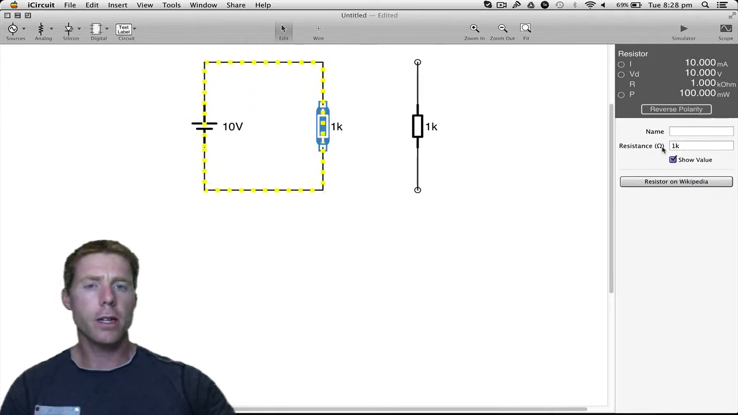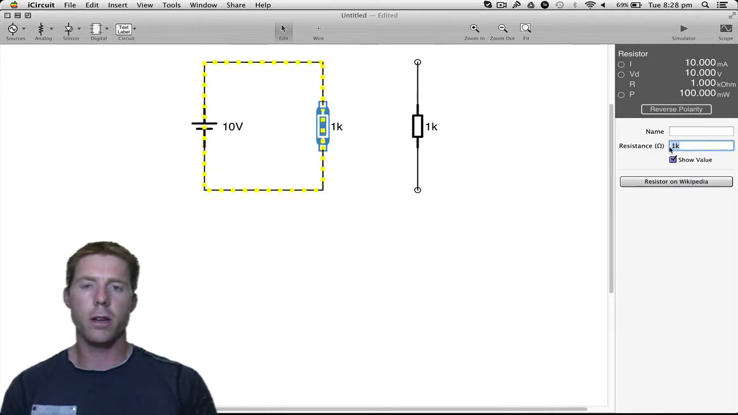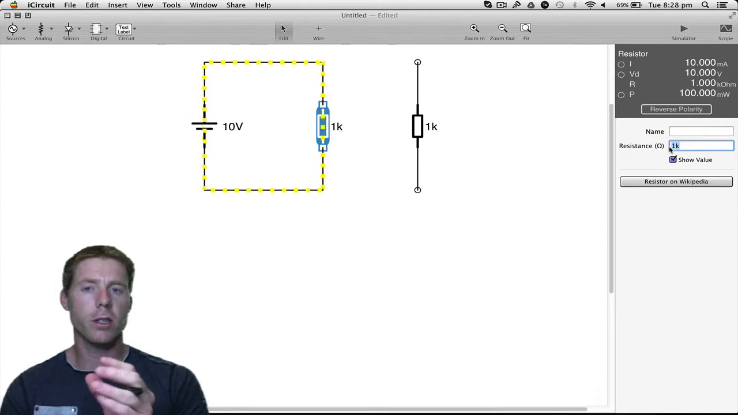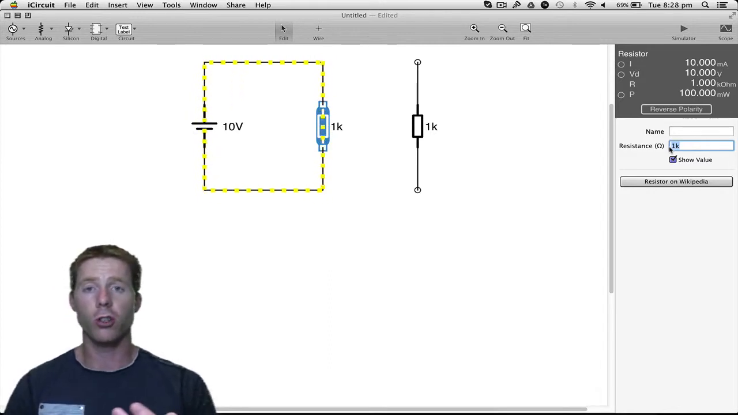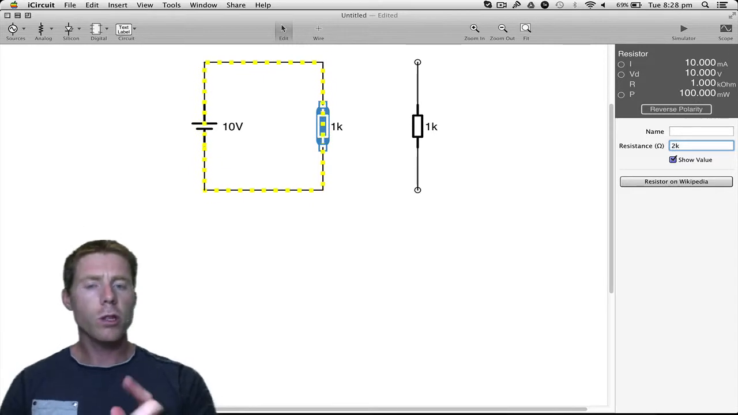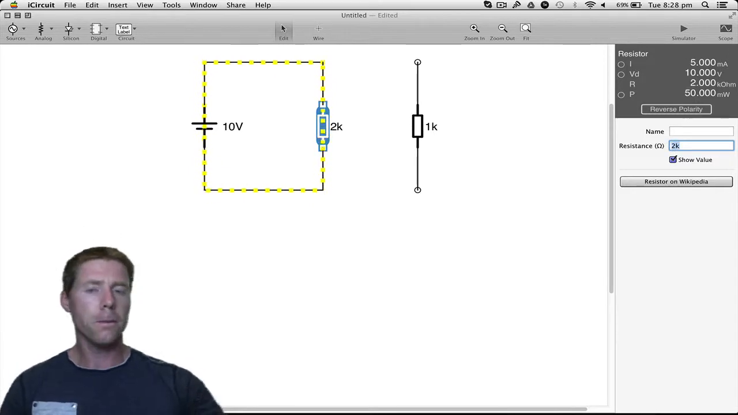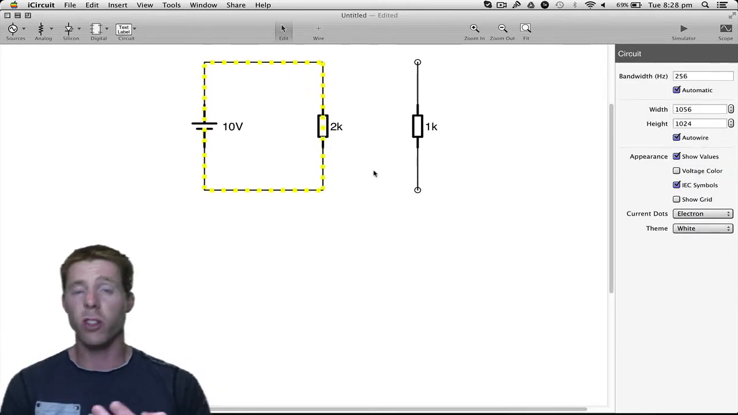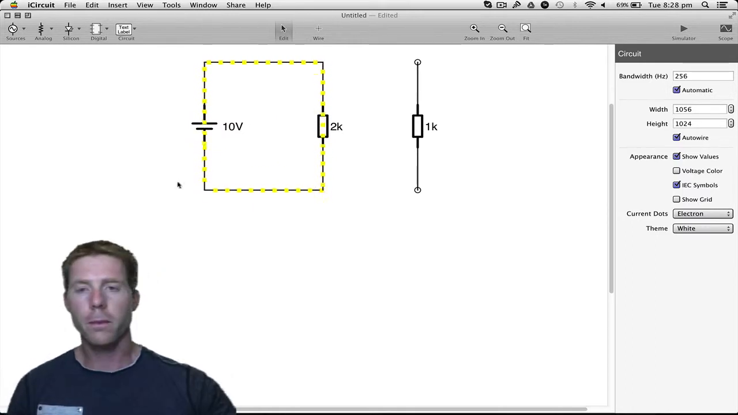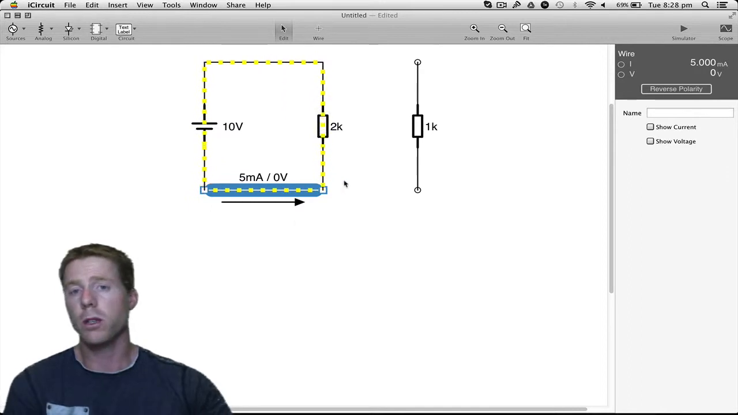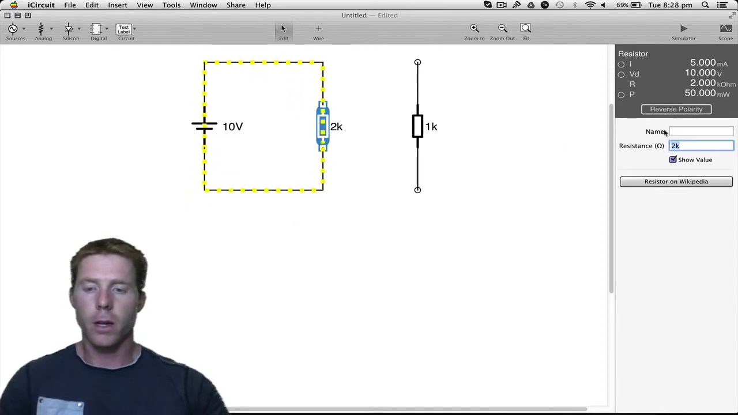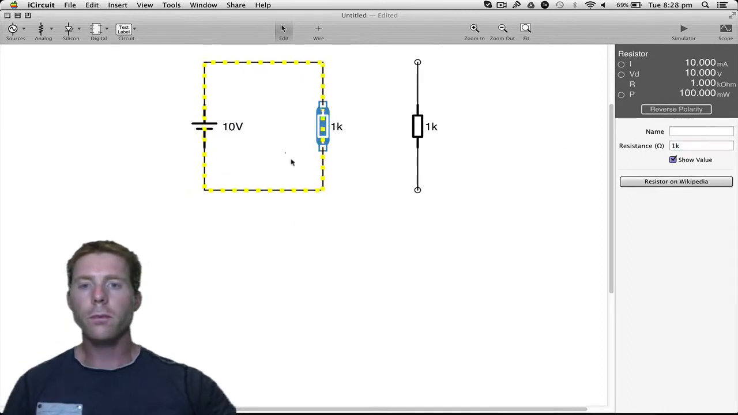Now let's say the 1K resistor indicates someone who's really good at their job. I mean, they're pushing through these groceries really quick. If we were to replace that with a 2K resistor, that indicates someone who's a bit of a trainee. They're pretty new to the job, they're putting them through pretty slow. The current is now 5 milliamps compared to 10. Okay, we'll come back to that though.